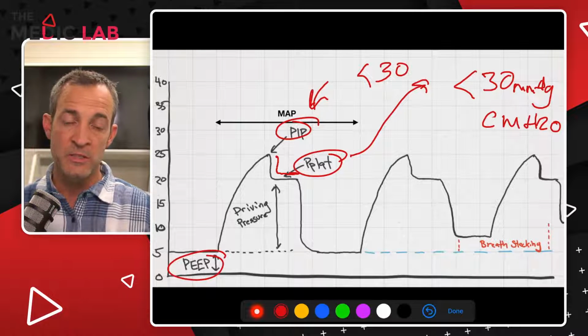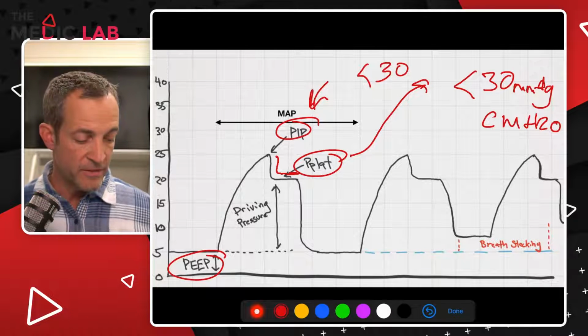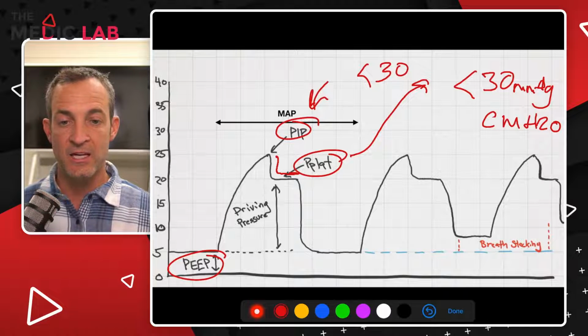Okay, we talked about peak inspiratory pressure. We talked about plateau pressures. Now this other concept, positive end expiratory pressure, right?